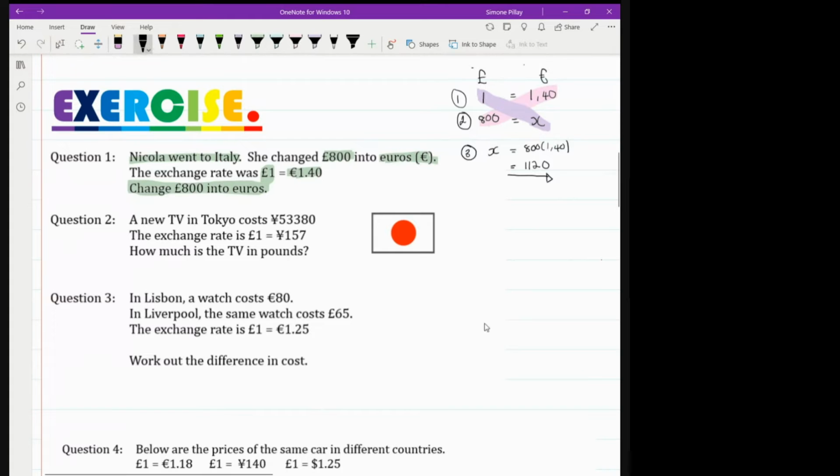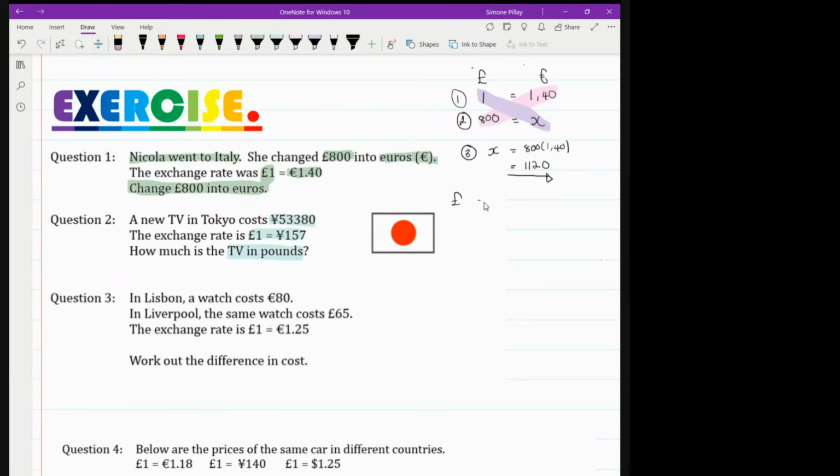So now that we have that done, that was question 1. Let us look at question 2. We have a new TV in Tokyo costing 53,380 yen. We have our exchange rate with yen and pounds, and they want to know how much the TV is going to cost in pounds. So immediately what I'm seeing is I need to convert this 53,380 yen into pounds. I'm going to save myself the hassle of thinking too hard about it. I'm going to literally follow steps.